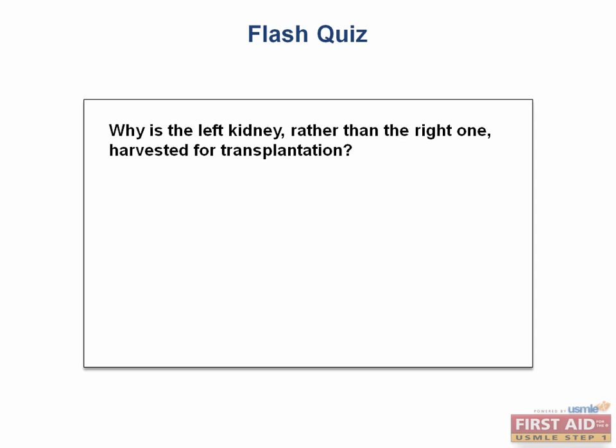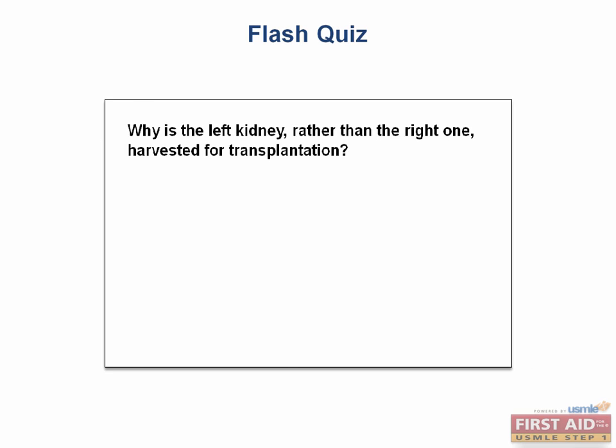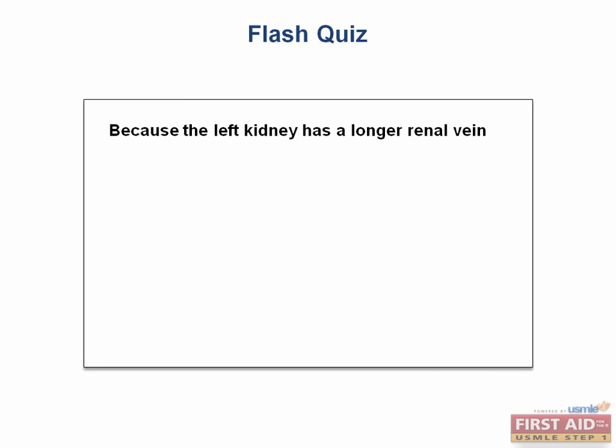Flash quiz. Why is the left kidney, rather than the right one, harvested for transplantation? Well, because the left kidney has a longer renal vein, like we talked about.